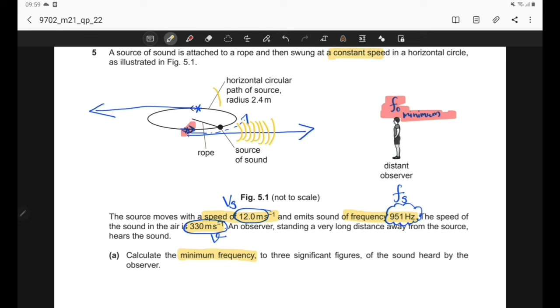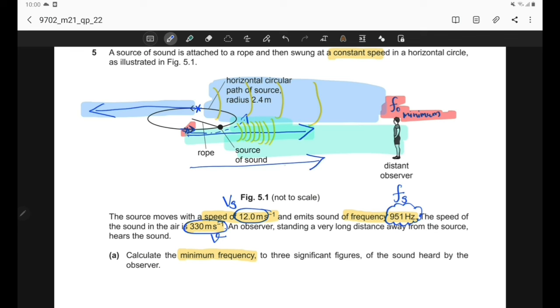In this case, the waves behind the source will have a higher wavelength. So this is something very important. When the source is moving away, the sound wave will have a higher wavelength behind the source, whereas when the source is moving towards the observer, the sound wave will have a lower wavelength. Therefore, we can conclude that when the sound source is moving towards the observer, it has a lower wavelength.